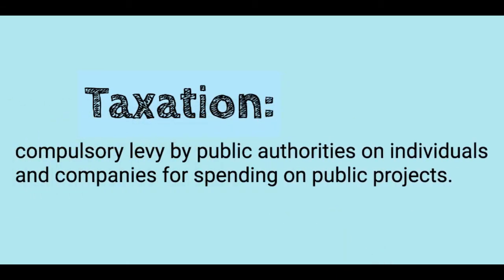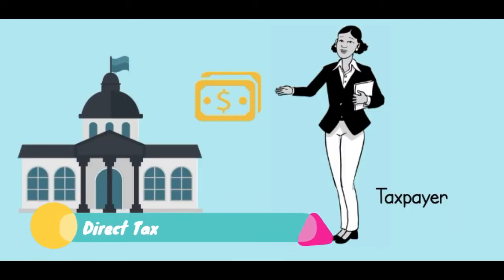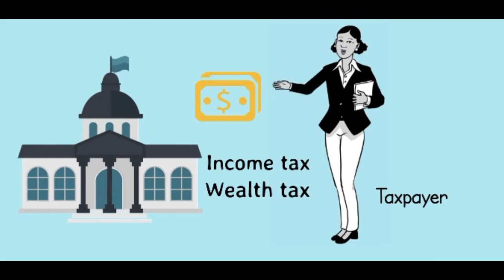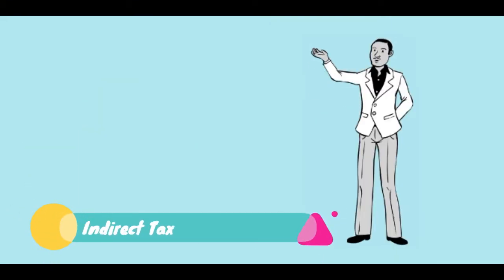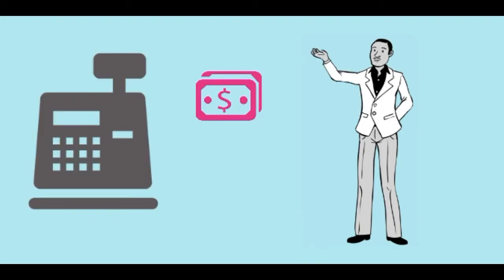Taxation is a compulsory levy by public authorities on individuals and companies for spending on public projects. Basically, there are two types of taxes, direct taxes and indirect taxes. Direct tax is a kind of tax that is paid directly to governments by taxpayers, such as income tax, wealth tax, etc. Indirect tax is a kind of tax which is levied from producing or sales of goods and services.